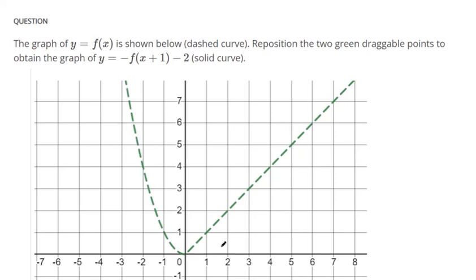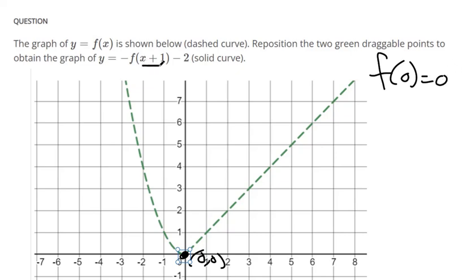Okay, so the dotted line is the curve they gave us, and we're supposed to reposition it so it looks like this after the transformation. One step that might help is to use actual points here. This point is (0, 0), right? And in function notation, that means f of 0 should equal 0.